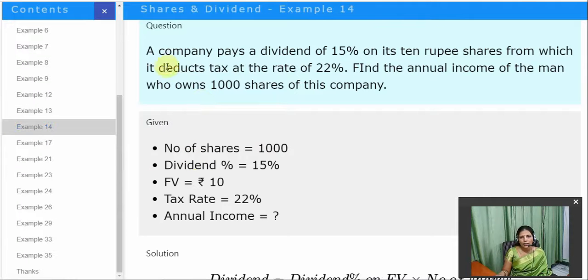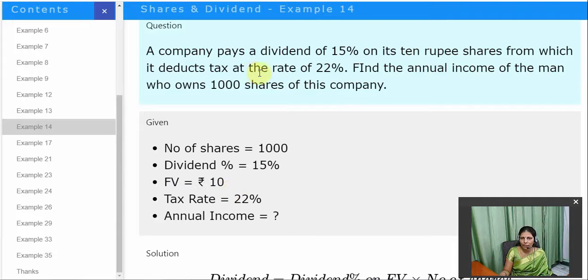Now the next question is: a company pays a dividend of 15% on its 10 rupee shares, from which it deducts tax at the rate of 22%. Find the annual income of the man. He owns 1000 shares of this company. So the number of shares is 1000. The dividend percentage is also given, it is 15%. And 10 rupee shares, so that 10 rupees is the face value. Face value is equal to rupees 10.